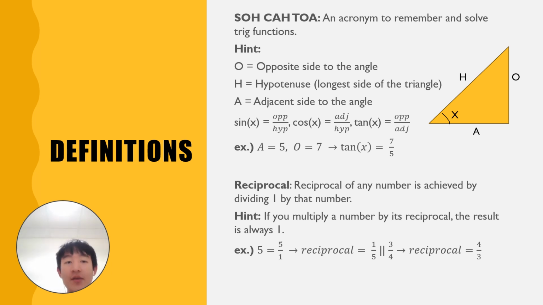In this example, if we know that side A and O are equal to 5 and 7 respectively, then without any calculation, we know that the tangent of angle x is the opposite side divided by the adjacent side. Thus, it is equal to 7 over 5.